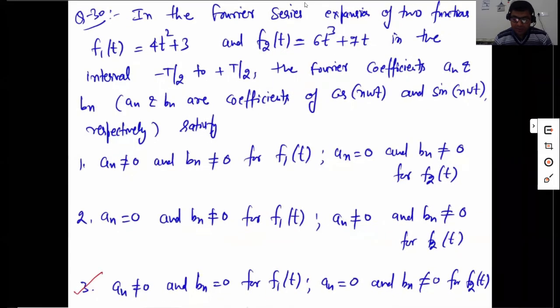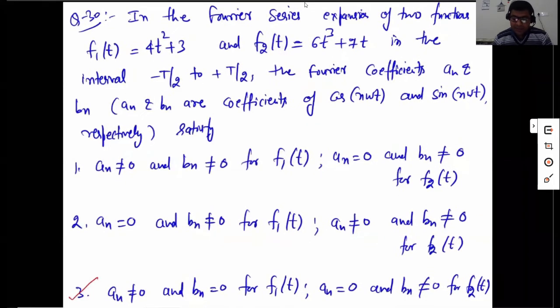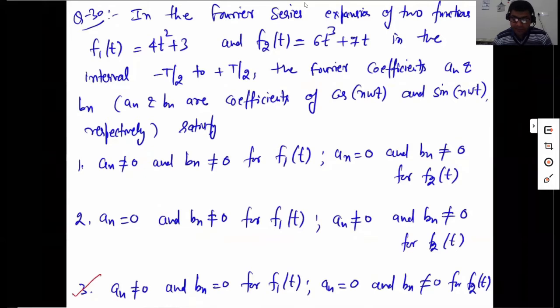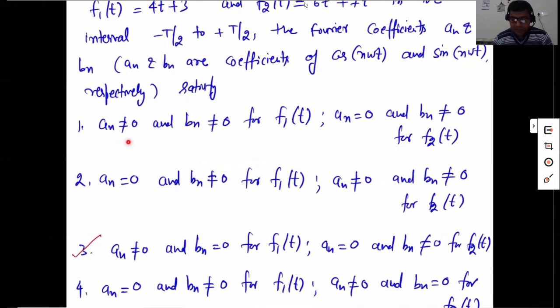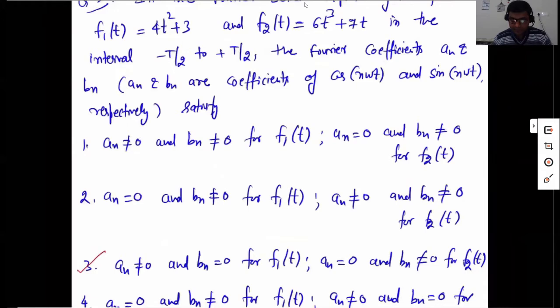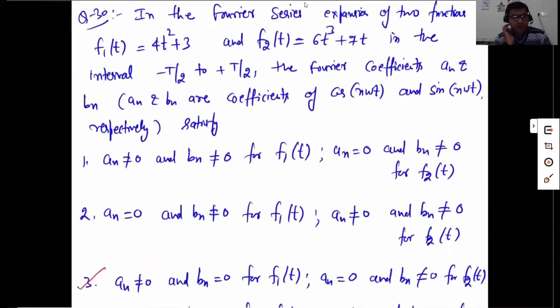The next question is related to the Fourier series. In the Fourier series expansion of two functions, f1(t) equal to 4t squared plus 3 and f2(t) equal to 6t cubed by 7 plus 7t, in the interval minus T by 2 to plus T by 2, the Fourier coefficients a n and b n are the coefficients of cos n omega t and sine n omega t respectively. Which of the conditions are satisfied? The conditions asked, for example, that a n is not equal to 0 and b n is not equal to 0 for f1(t), a n is 0 and b n not 0 for f2(t), and similarly others. That is, which coefficients are 0 for which function. This is the question in front of us.